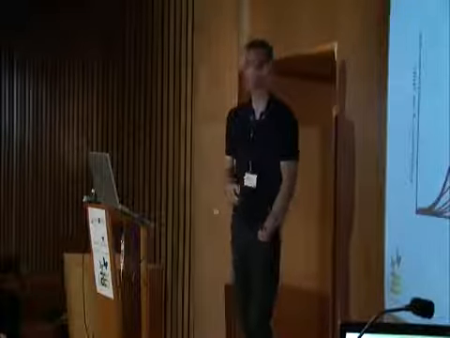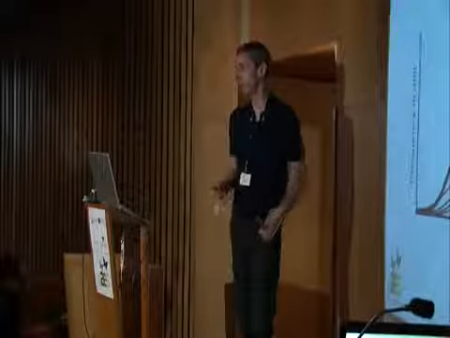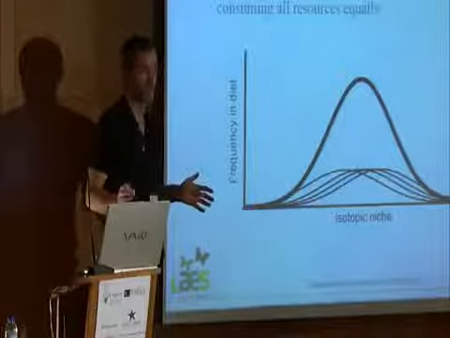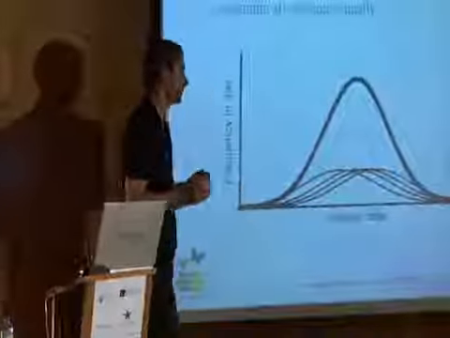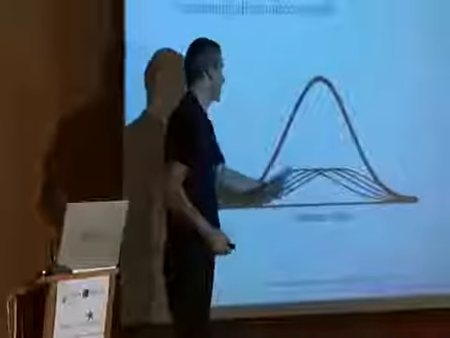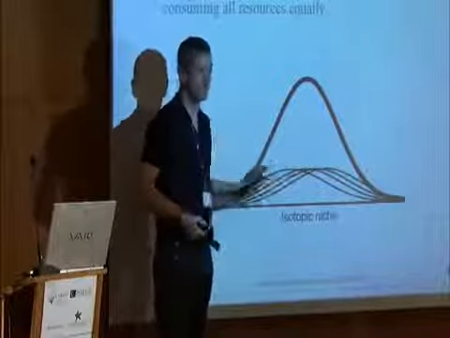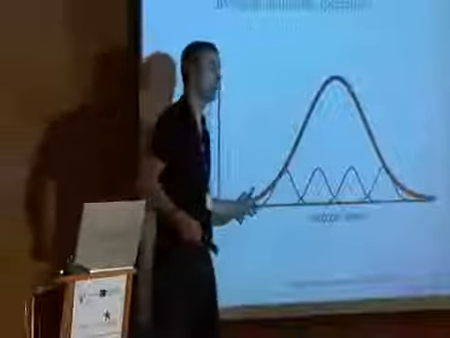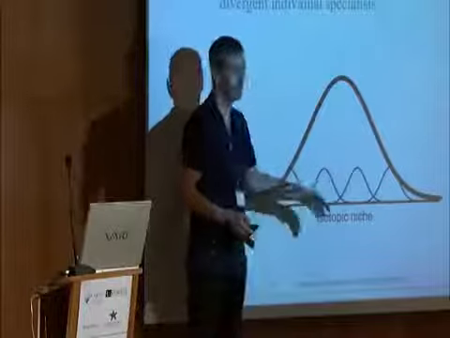Dolph mentioned work done by Dan Bolnick, looking at niche variation in stickleback populations. Niche variation is where, in a generalist population, rather than having two specialized populations, instead of all individuals consuming all resources equally, the niche width of the population is made up by individual specialists.